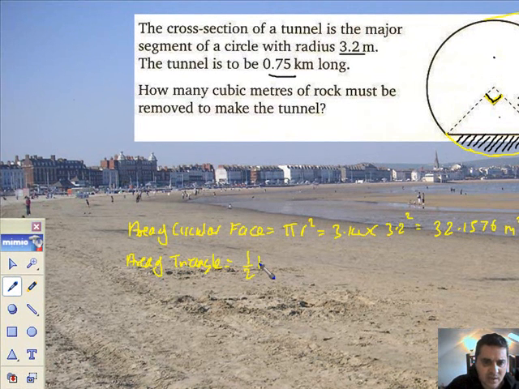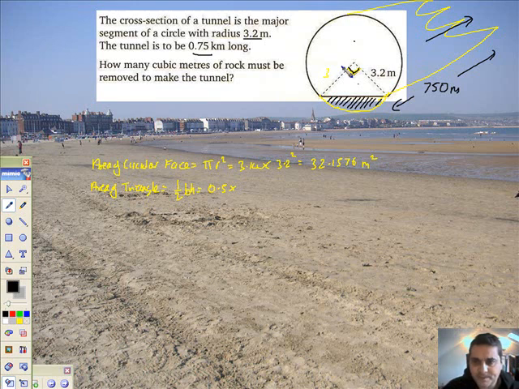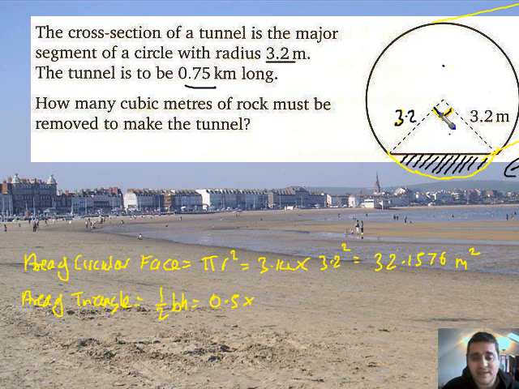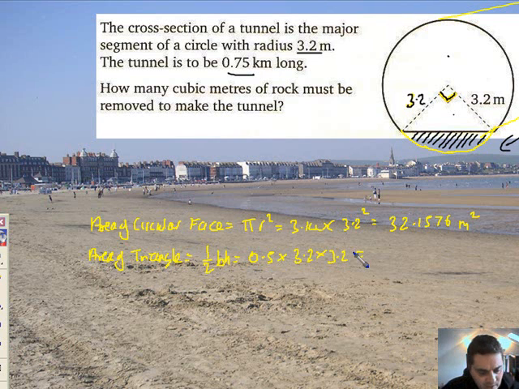is going to be half base times height, which is 0.5 times the base. Well, it's 3.2 each end. That's 3.2. Imagine that's the base, and that will be the height, or the other way round. Doesn't matter if it's 90 degrees, it's very clear. So half times base 3.2 times a height of 3.2 came to 5.12 meters squared. Then I worked out the area of this entire sector, this portion of a circle, which is a quarter of the entire area.